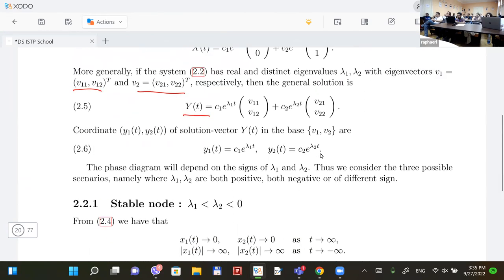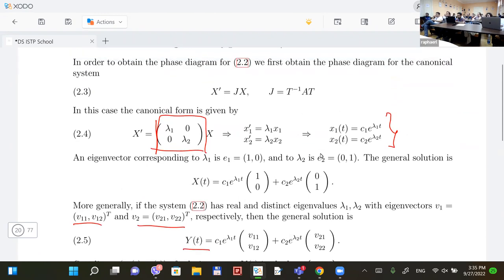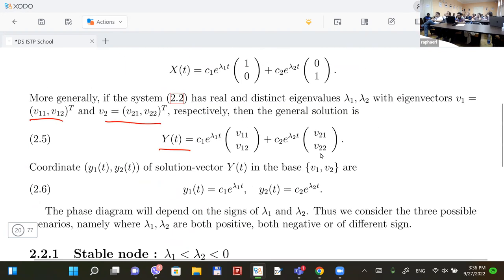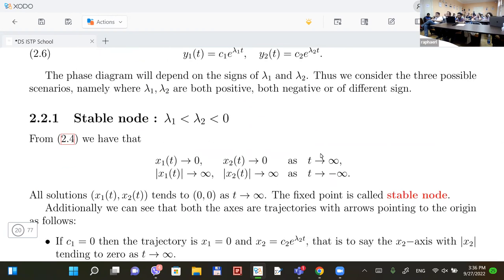Here, of course, how the solution will behave all depends on the lambda. If the lambda is negative, then the solution tends to zero. And if the lambda is positive, the solution is an exponential function and goes to infinity. So we distinguish three cases and we have three different types of phase plots. Of course, I start with the first case, when both eigenvalues are negative.